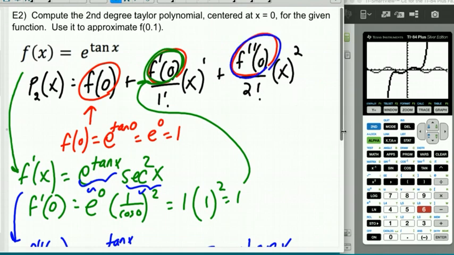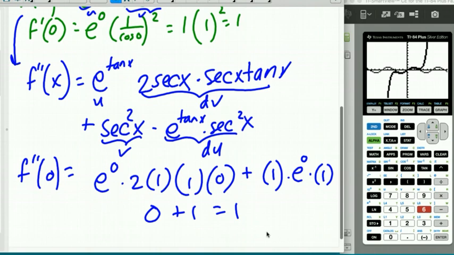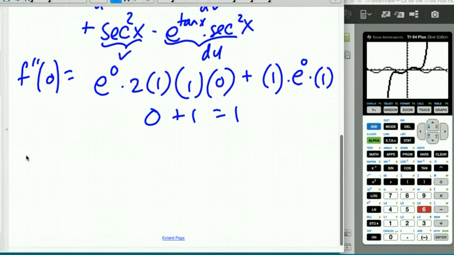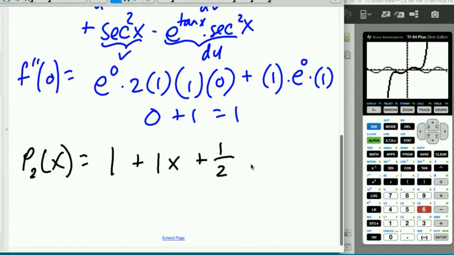So when I write my Taylor polynomial, sorry, we just need to extend our page a little bit. So my p sub 2 of x is going to be 1 plus 1 times an x plus a 1 over 2 factorial, which is just a 2, x squared. So that's my Taylor polynomial. Okay, so that's the first thing I was asked to do.